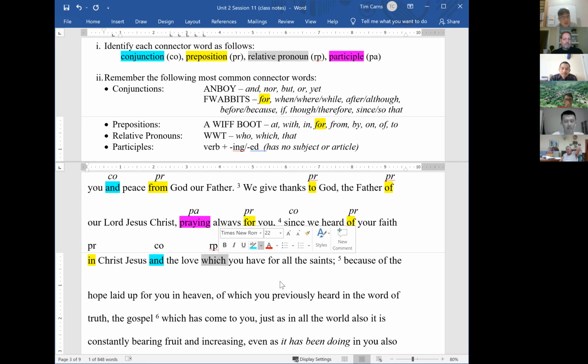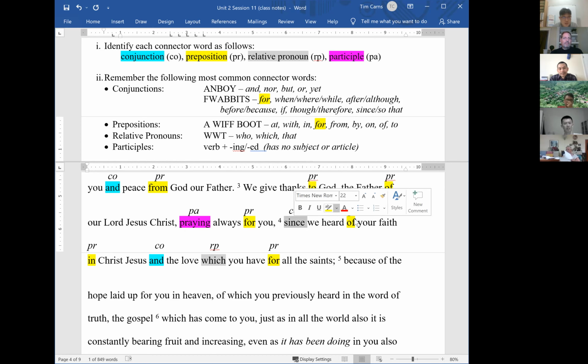Which you have for, this would be a preposition again, right? Yes. Because notice what follows it. All the saints. Yeah. All the saints is a noun. Yes. All right. There's no verb here. There's no subject. So it's a preposition. All right. Good. Any others? Oh, since. All right. Those are all the ones that I see. Yep. Great job.